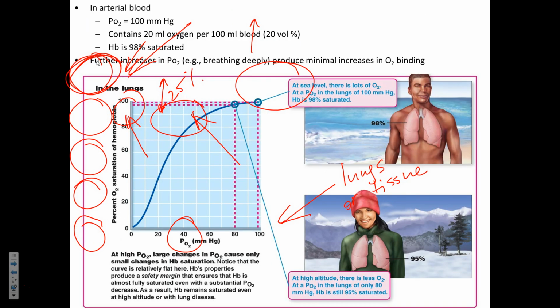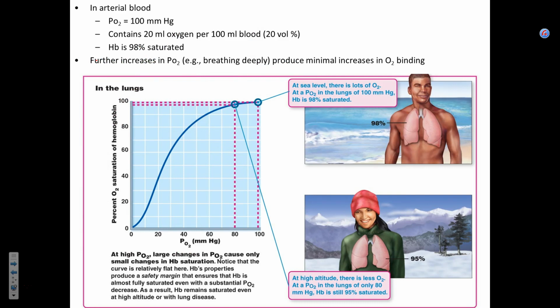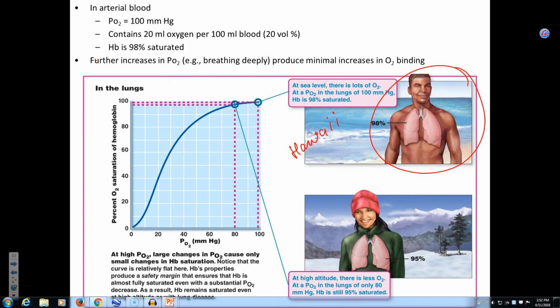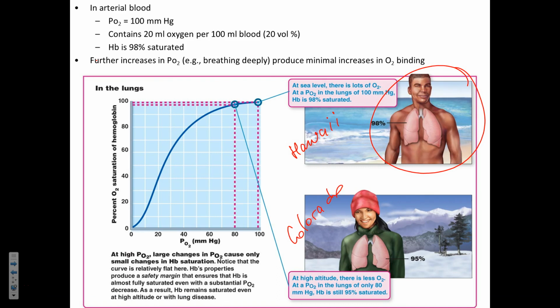Now, what are the physiological implications of it? They're quite important. So look at these two happy people. This gentleman is, say, in Hawaii. And this lovely lady is in Colorado. Okay, you follow me so far? So Hawaii is, well, I'm talking about the beach, obviously.